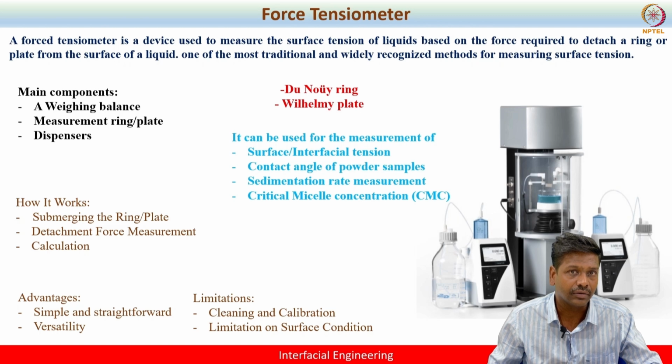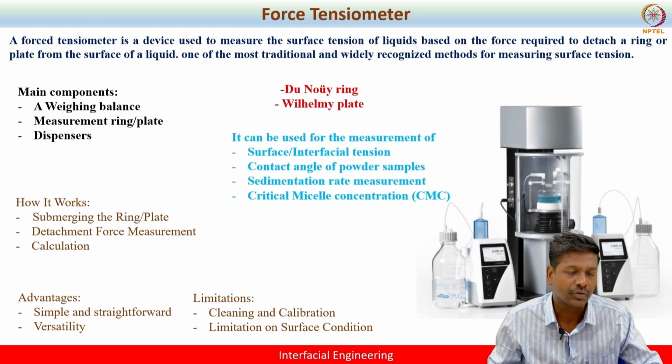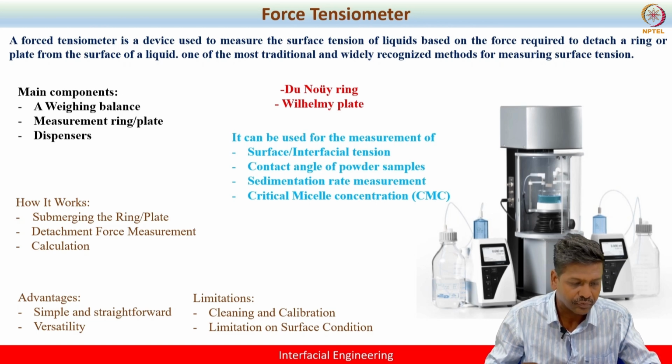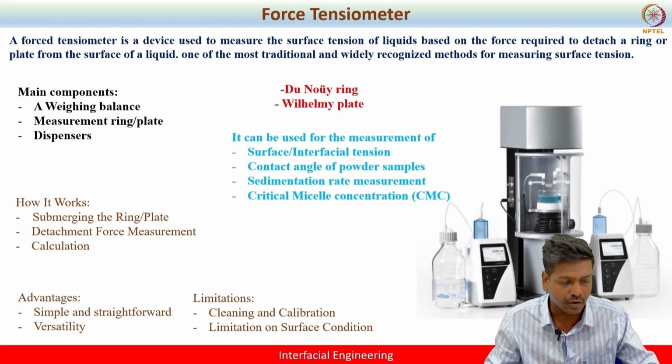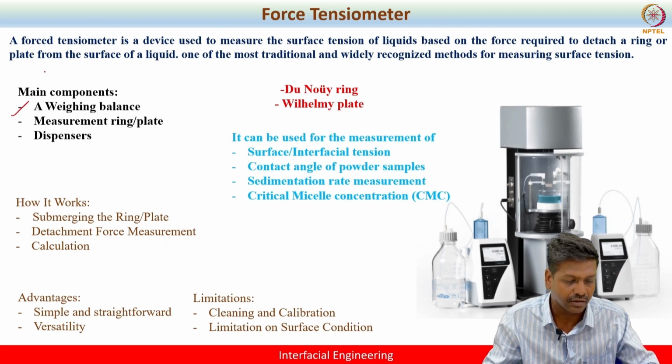So there is a device called the optical tensiometer. What we are looking at today is the force tensiometer, whereas in the optical tensiometer, also known as the goniometer, you can use the pendant drop technique to measure the interfacial tension using image analysis. The force tensiometer has several components in it: the weighing balance, and the measurement ring or plate.